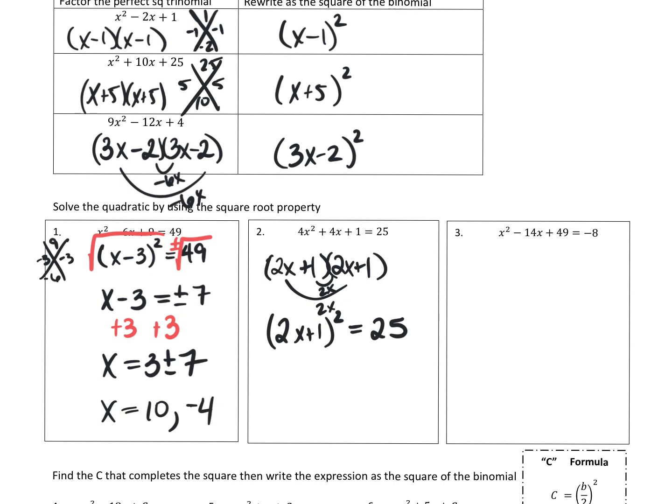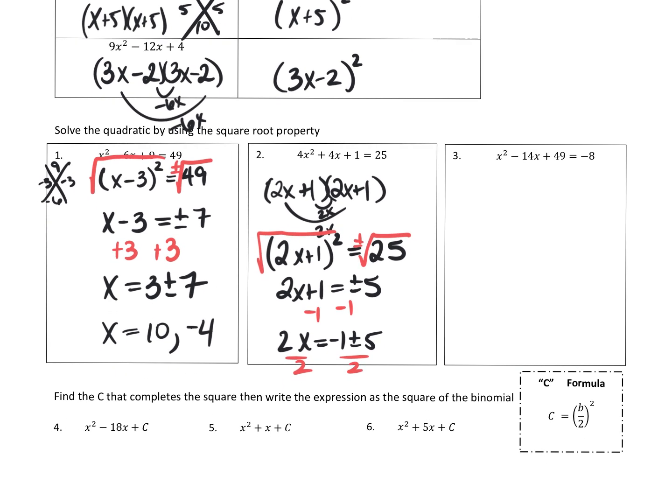Now what do I do? Square root. Plus or minus the square root of 25. 2x plus 1 equals plus or minus 5. Now what? Minus 1. 2x equals negative 1 plus or minus 5. Divide by the 2. And x equals negative 1 plus or minus 5 over 2.